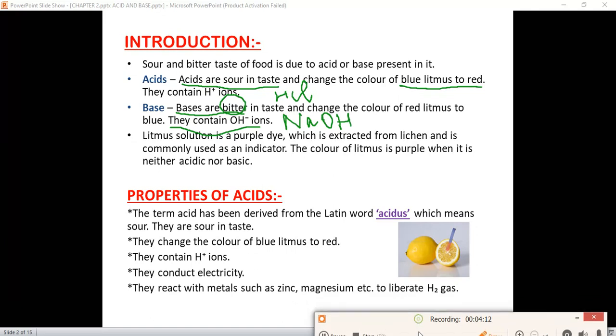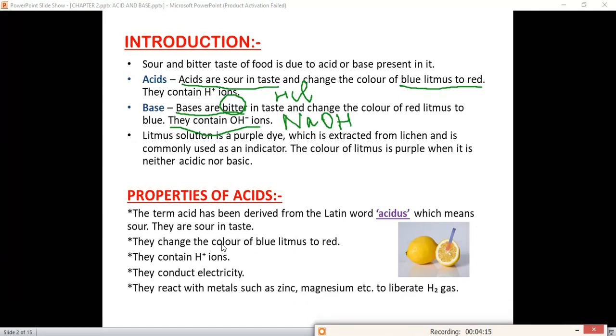Now we will see the properties of acid. What are the different properties of acid? The term acid has been derived from the Latin word acidus, which means sour. They are sour in taste. Means the first property we can write is that acids are sour in taste. For example, if we take lemon, we all know what is the taste of lemon? Sour, because it contains vitamin C. In fact, orange also contains acids. Okay, tomato also contains acid.